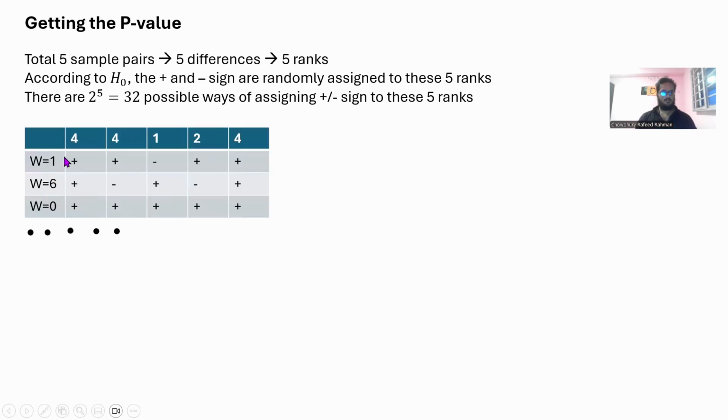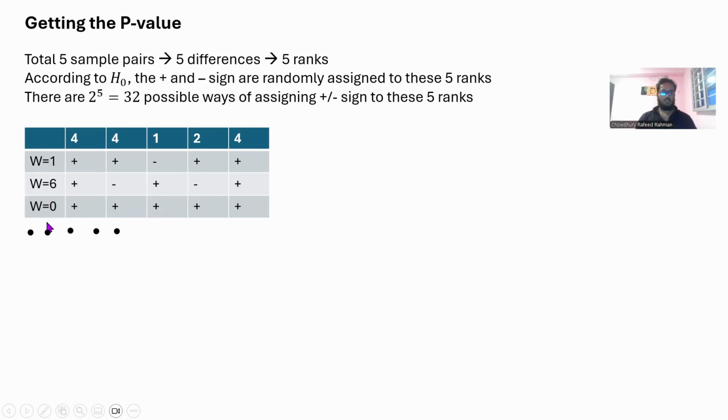For example, I'm giving you 3 examples here. These were our ranks, the absolute values of the ranks: 4, 4, 1, 2, 4. You can recap the previous part of the video to make sure I'm making sense, because these were the ranks that we assigned previously. If we randomly assign signs, we can assign plus, plus, minus, plus, plus, which would give us a value of W equal to 1. You can also assign plus, minus, plus, minus, plus, and then we get W equal to 6. We could also assign plus everywhere. In that case, we would get W equal to 0, which is the most extreme case.